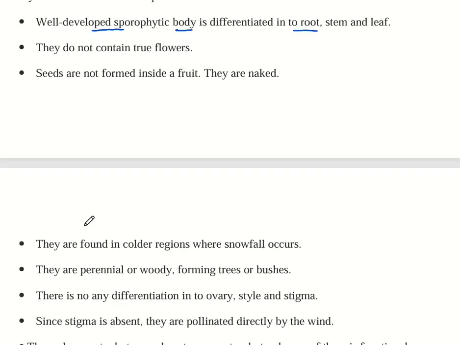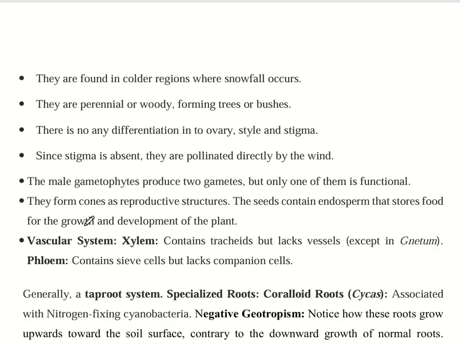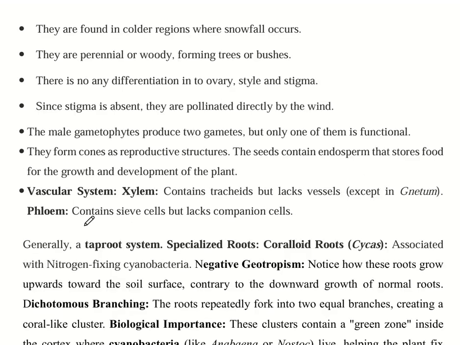They are also found in the colder regions, mainly where snowfall occurs, and they are perennial or woody, forming trees or bushes, and they are not differentiated into the ovary, style, and stigma. Since the stigma is absent, they are pollinated directly by the wind, and this type of case is known as the anemophilous type of pollination, that is, with the help of wind.